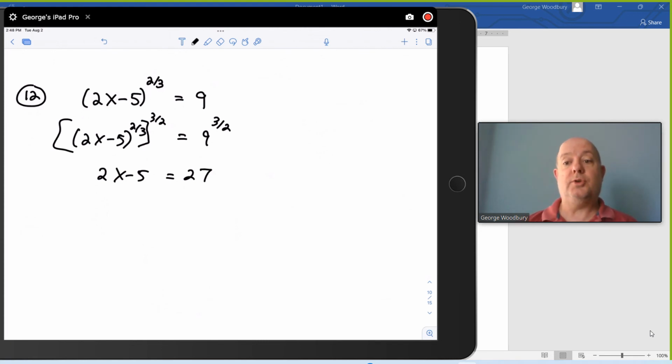The denominator of 2 tells us we need a square root, so I'm going to take the square root of 9 and raise it to the 3rd power. The square root of 9 is one that we know. That's 3. So we've got 3 to the third power, and that's where the 27 comes from.